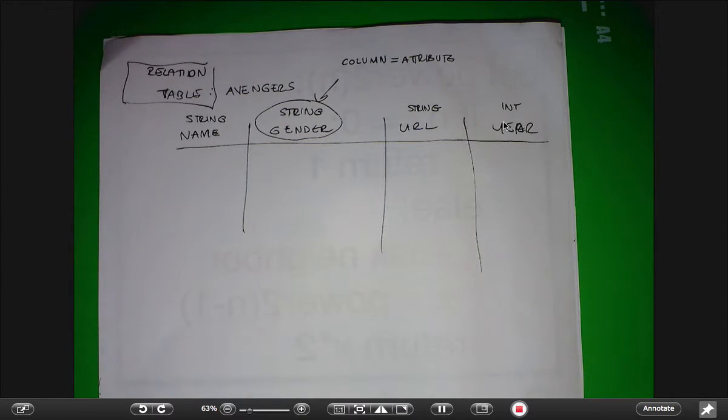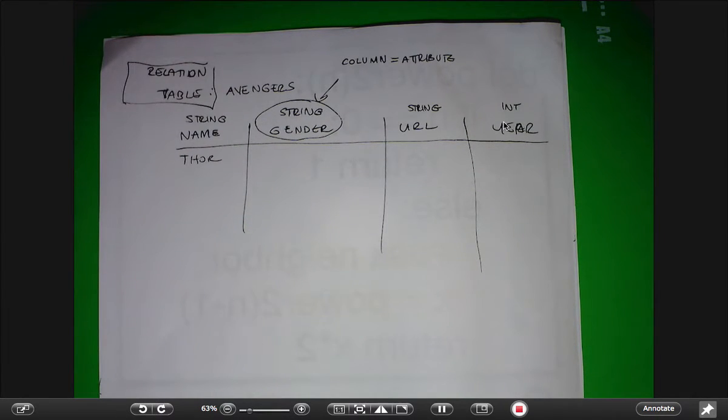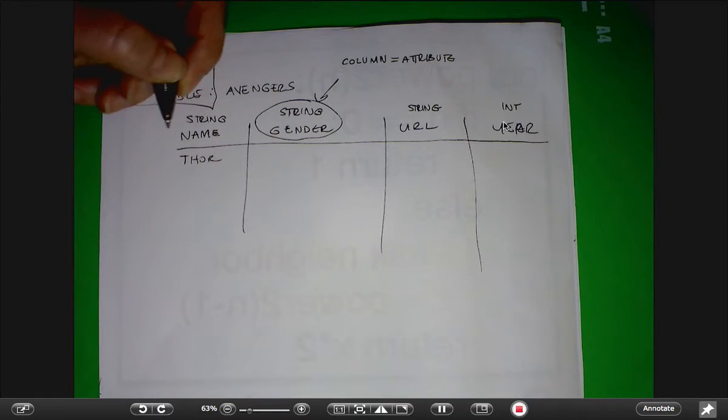And then we can store information regarding different, let's say, heroes in here. So I can have Thor and Jessica Jones. Is that right?